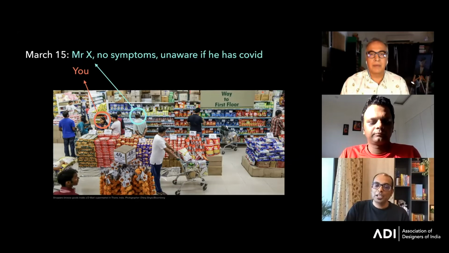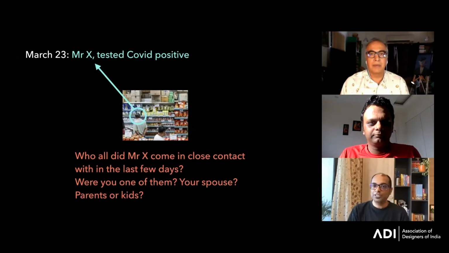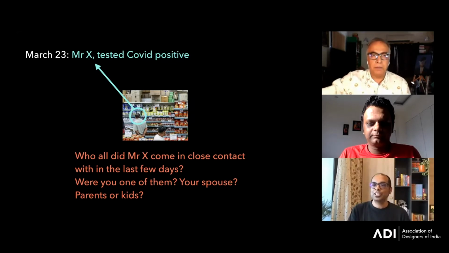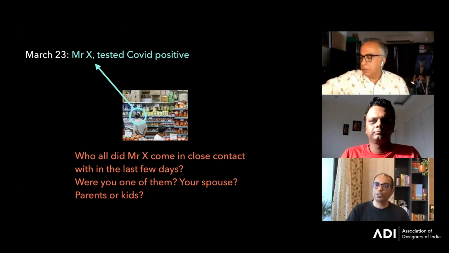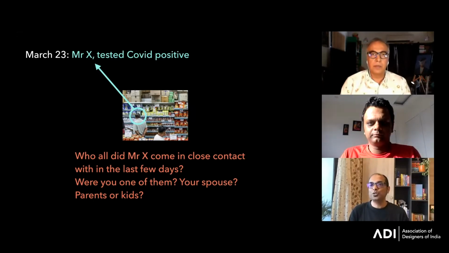Neither are you aware. But let's say a few days later, on March 23, following a bunch of complications or symptoms, he is tested COVID positive. Now, forget Aarogya Setu for a moment. What happens in that case? Whether it's the government or the police, a whole bunch of people try to figure out where Mr. X went. Maybe he went shopping thrice. The cashier, he would have paid money. There would have been a touch through money or a card or the ATM, a bunch of things. But were you one of them? Was your spouse one of them? It's a huge mystery, and you just can't trace back and figure it out.